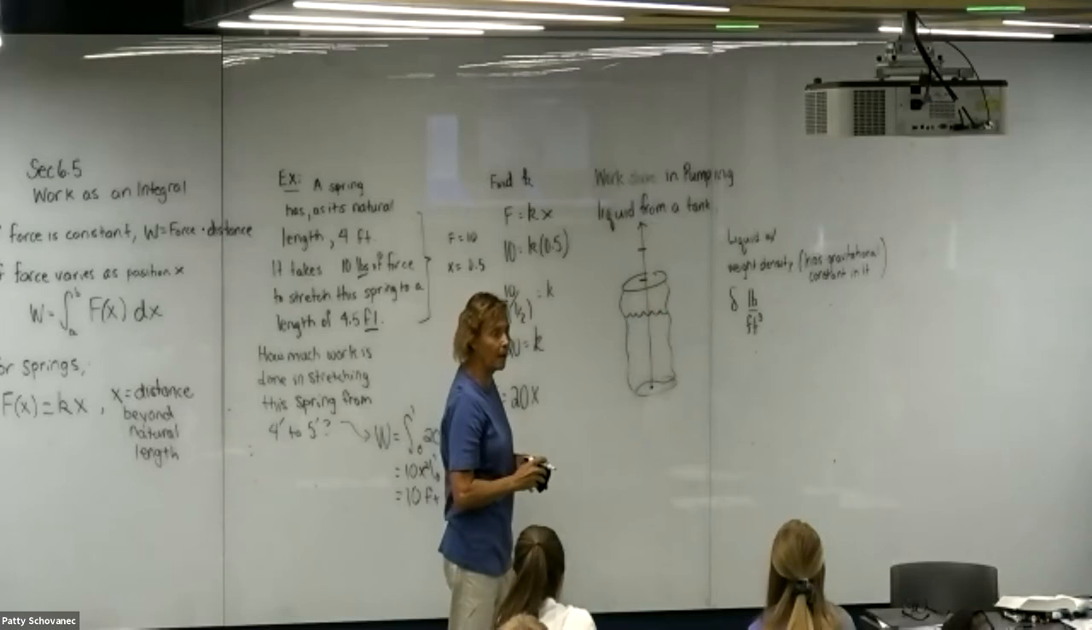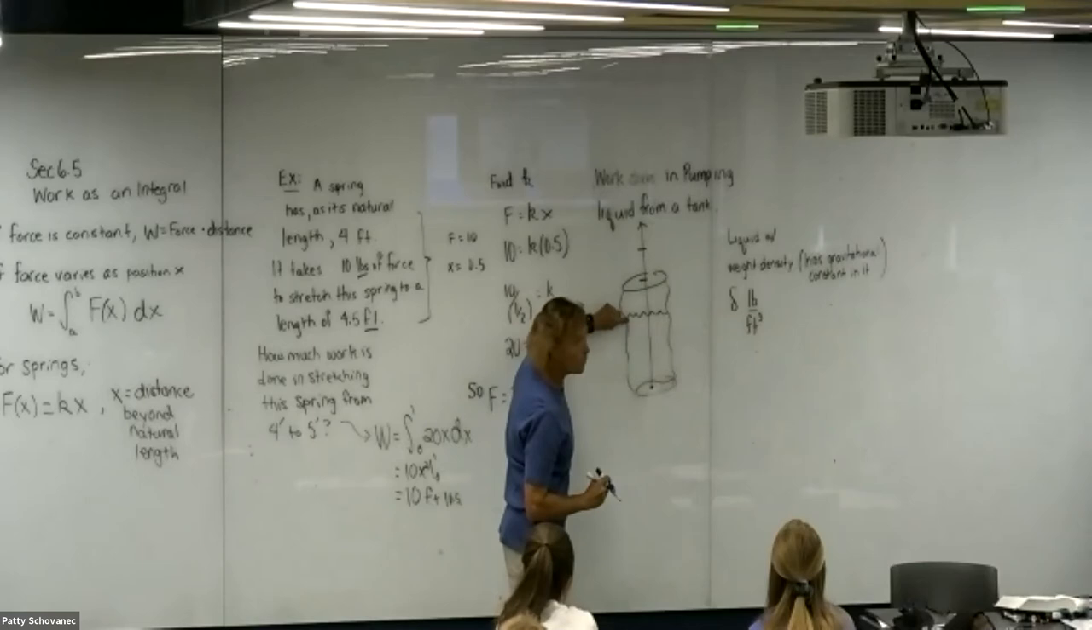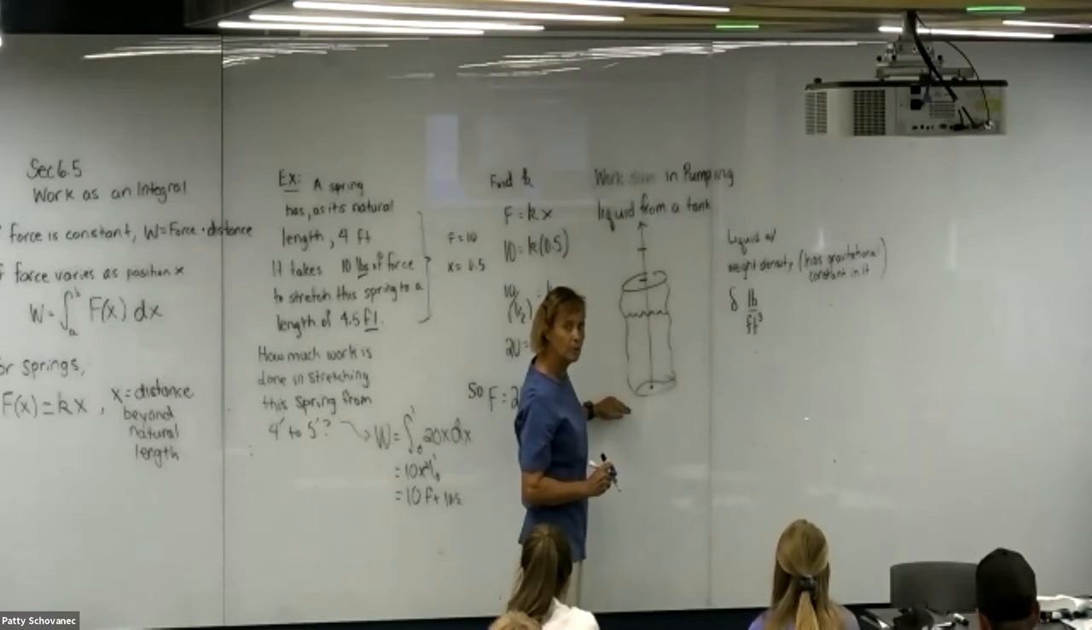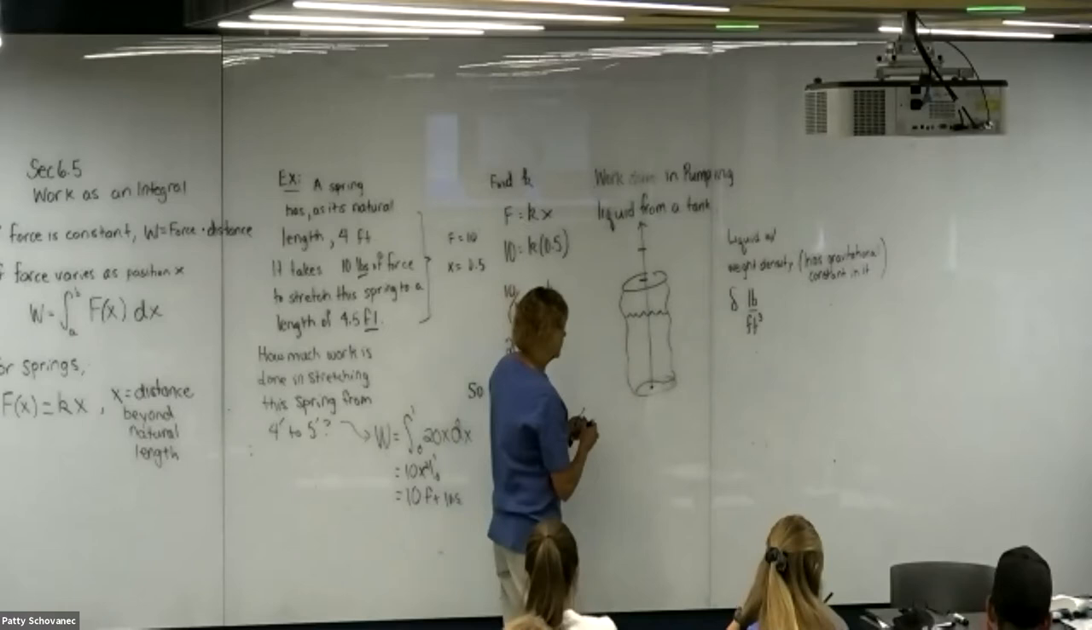It takes less work to move liquid from here to here than it does from here to here. So the location of the liquid matters. It's not going to be a constant force. It's going to be variable. So what we do is we take the liquid and cut it up into infinitely thin slices of liquid. I make a slice here of delta y units.